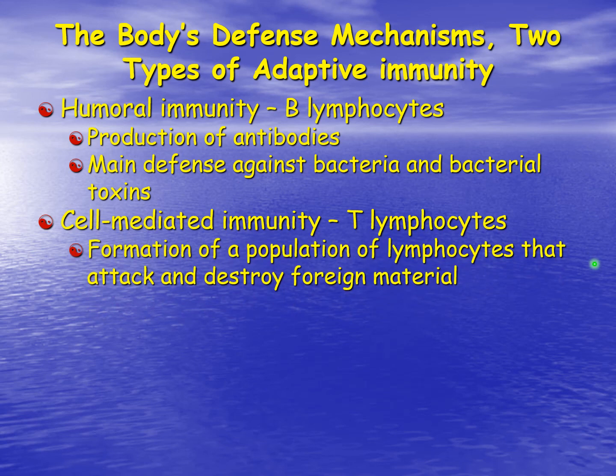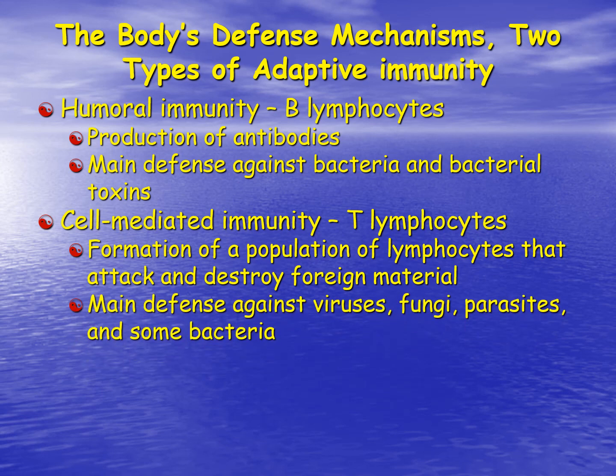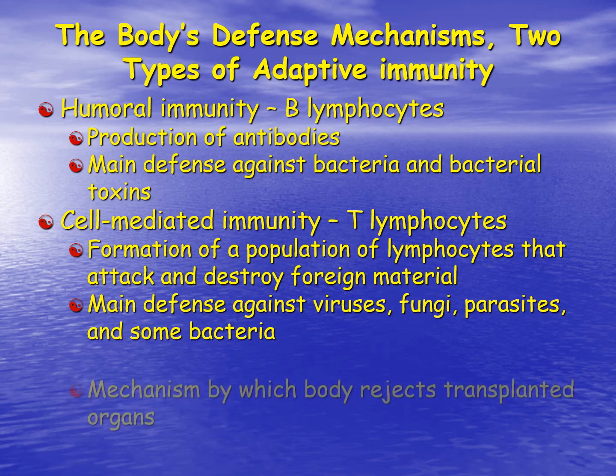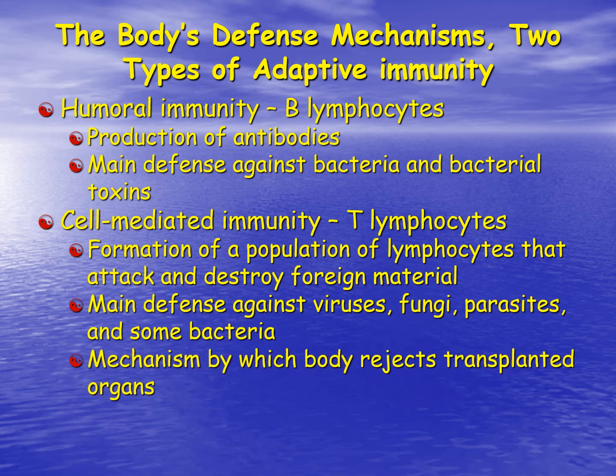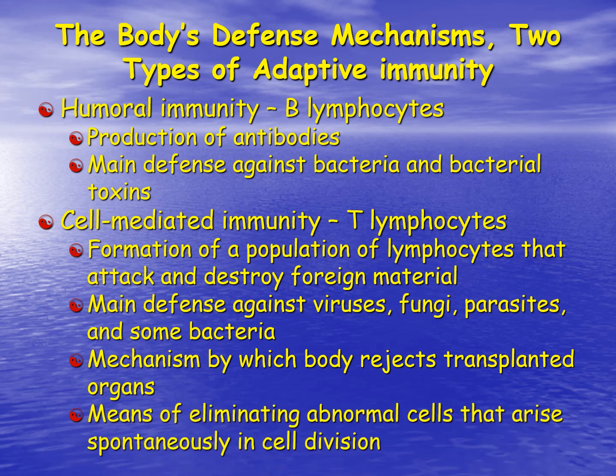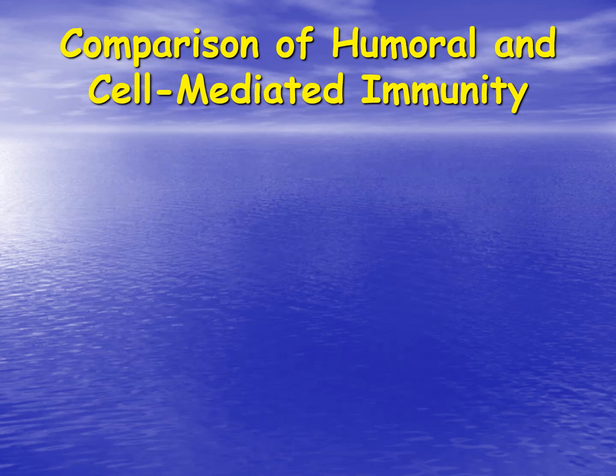This is the formation of a population of lymphocytes that will attack and destroy, quote, foreign material, and really I will say non-self material. This is the main defense against most viruses, some of the fungi, parasites, and some bacteria as well. Cell-mediated immunity is also the mechanism by which the body will reject transplanted organs or tissues. And it's a means of eliminating abnormal cells that arise spontaneously in cell division, and this includes cancer cells.